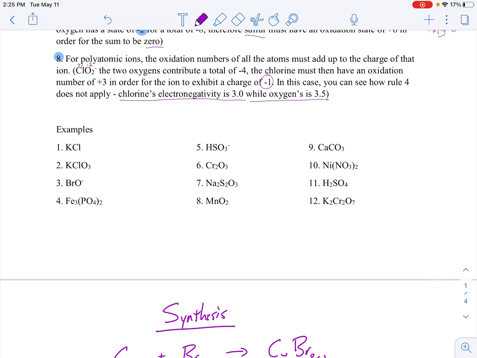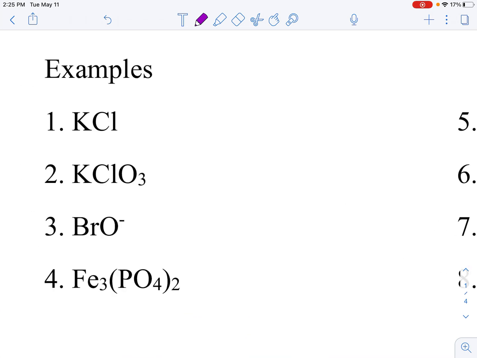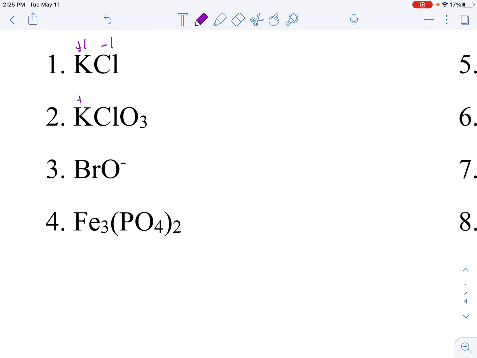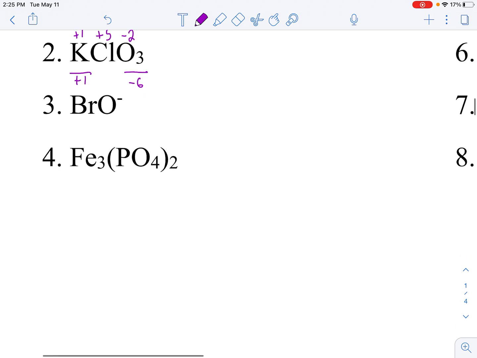Let's rip through these practice problems and see if you guys can keep up. So, potassium's in group 1, that's a +1. Chlorine's in group 17, that's a -1. Those are its oxidation numbers, together they equal 0. KClO3, all right, so that's +1. This is going to be -2. There's 3 of them, that's a total of -6. And if I have +1 over here and -6, it means chlorine has to be +5.